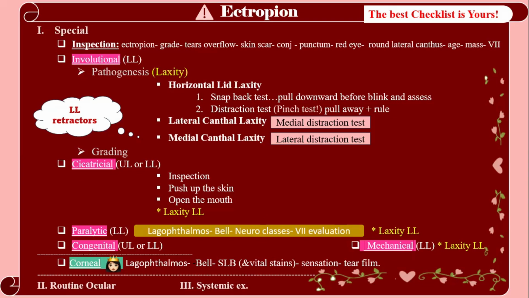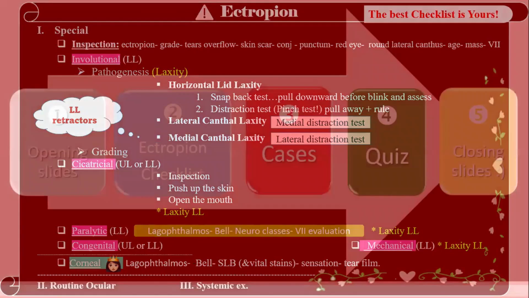And if you remember, we also have to assess laxity whenever we have a patient with watery eye, because they may have subtle medial ectropion that may be evident after a snapback test, for example. I showed you a case, my colleague's case, in the previous class.